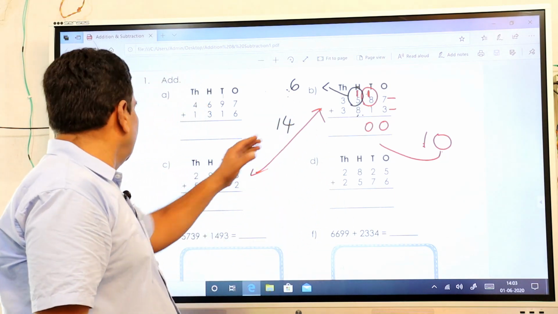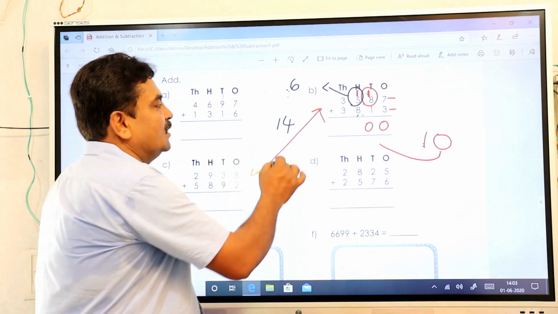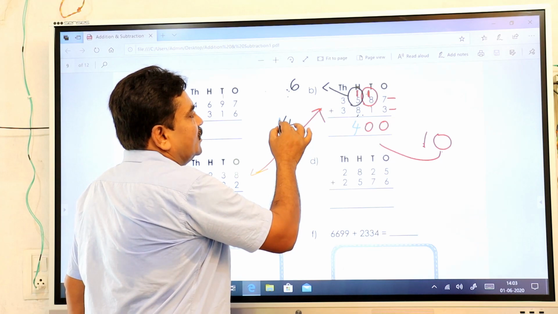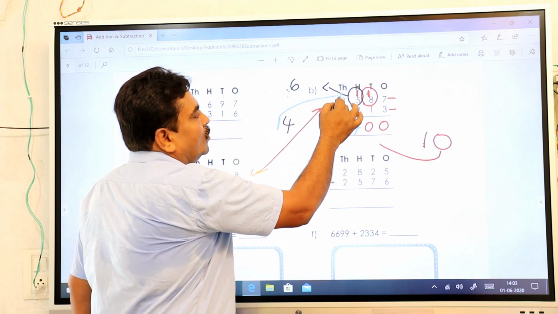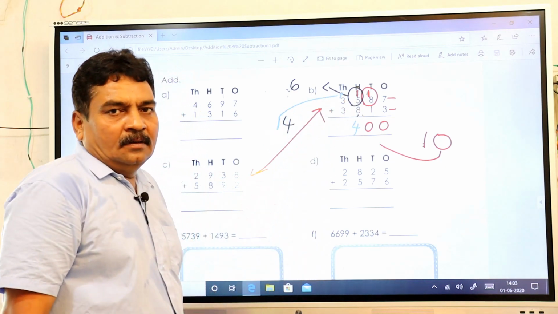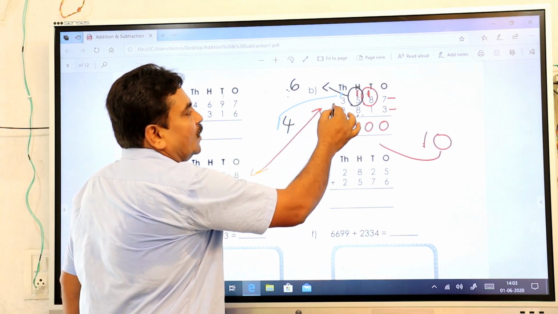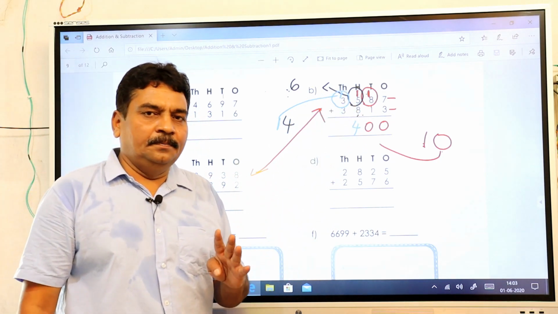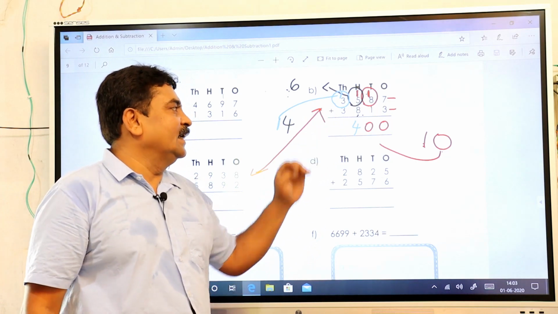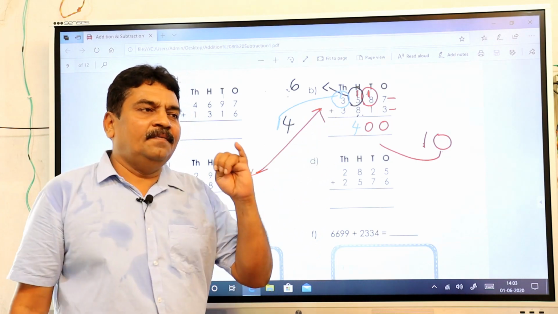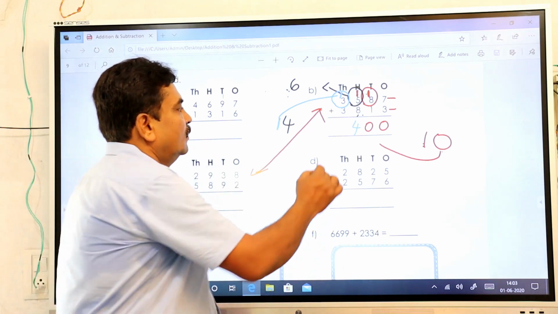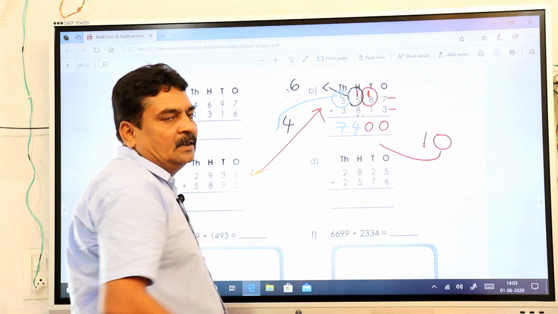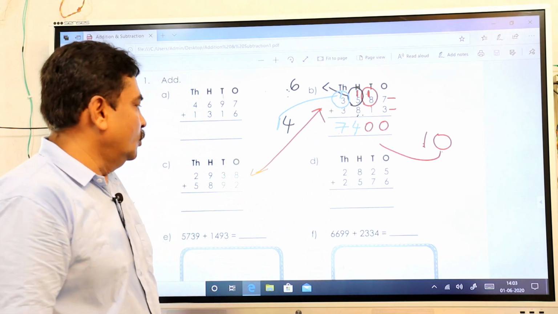Now out of this 14, 4 is here in the 1's place. So write down 4 here. And this 1 is in the 10's place, so you carry forward to another number. Again you add these 2 first. 1 plus 3 becomes 4. 4 plus 3. 4, after that 5, 6, 7. So the answer is 7400. In that way you are going to do.